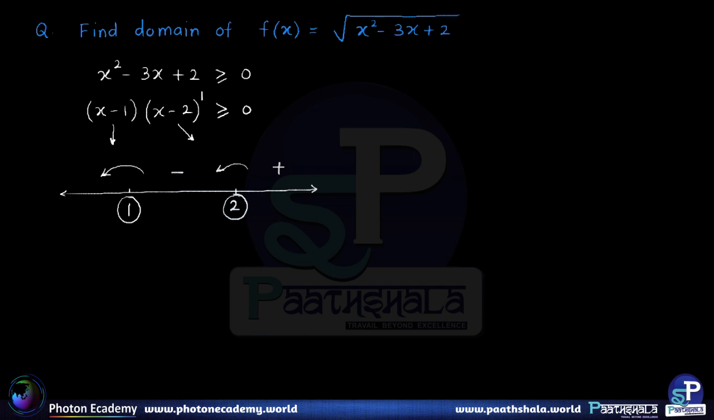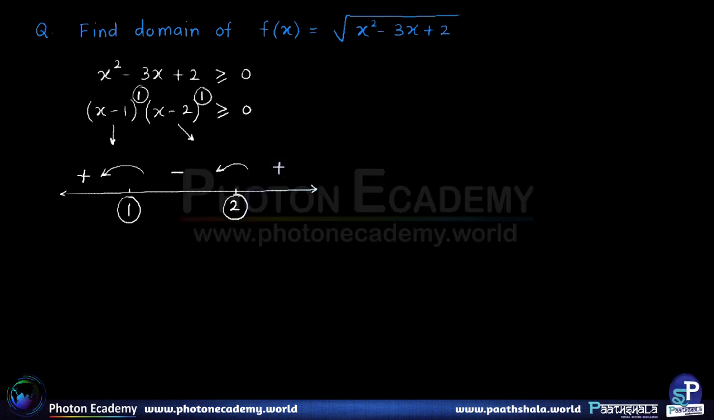Now we go further on the left side, and here we cross the value 1. Once again, for the factor x minus 1, the index was 1, which is an odd number. So we once again invert the sign and write it as plus. Now if the indices, that is this 1 and 1, in some place are even numbers, then we will not change the sign as we go from right to left.